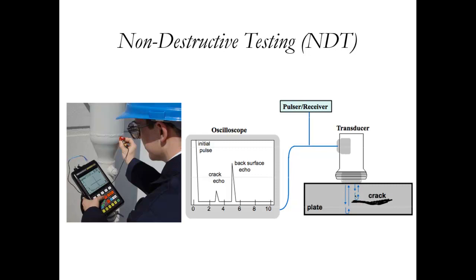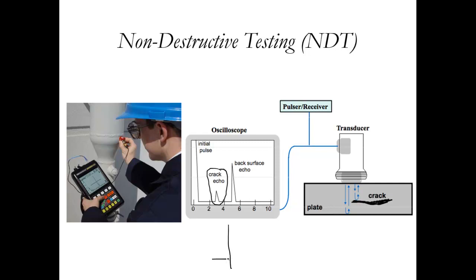But at the crack, because it is a discontinuity, we'll have ultrasonic waves traveling only halfway through. So we get an initial pulse, then we get a crack echo, and then a back surface echo, which we receive from the back of the plate. This tells us that there is some problem associated with this component.